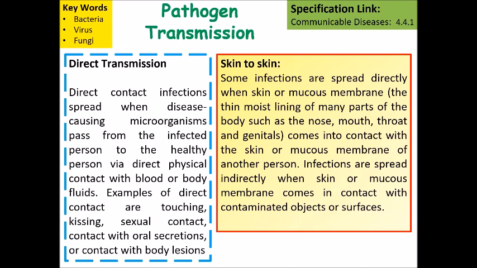Skin-to-skin contact. Some infections are spread directly when skin or mucous membrane, that is the thin moist layer of many parts of the body, such as the nose, mouth, throat or genitals, comes into contact with the skin or mucous membrane of another person. Infections are spread indirectly when the skin or mucous membrane comes into contact with contaminated objects.